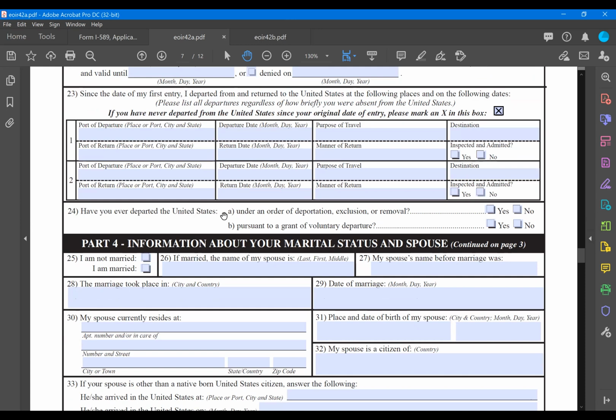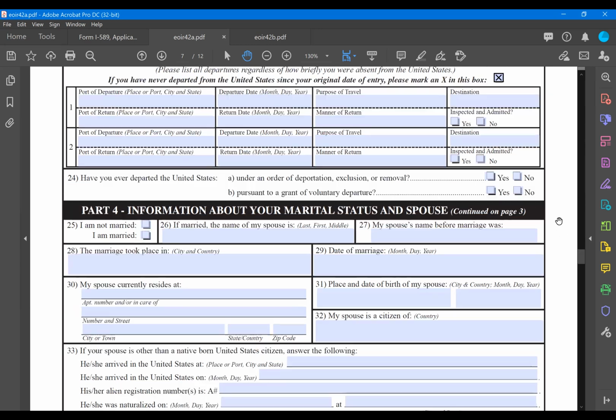So this is, have you ever departed the US under, and these are the words that we talked about last time that have specific meaning, an order of deportation, exclusion, or removal. A voluntary departure is separate. It's asked in this separate line here. This does not include voluntary departure. And a voluntary return is not included under either of these questions because that's a completely separate thing.